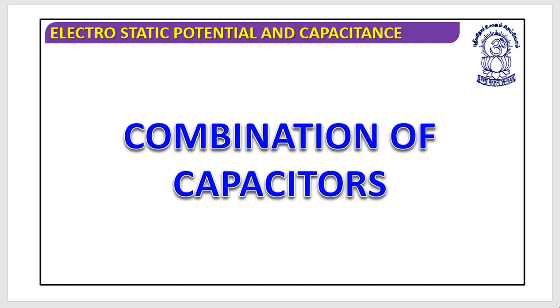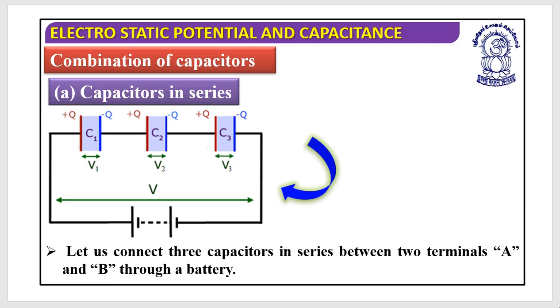Basically, when a combination of capacitors is used, we generally use PPCs, parallel plate capacitors. So let's begin: combination of capacitors. We are going to connect the capacitors in two ways: one is the series combination, and the other is the parallel combination. First, let's begin with the series combination.